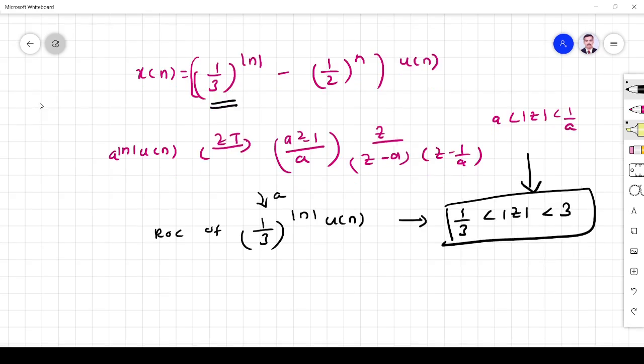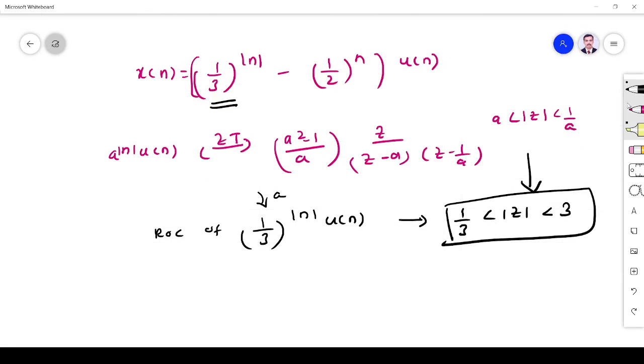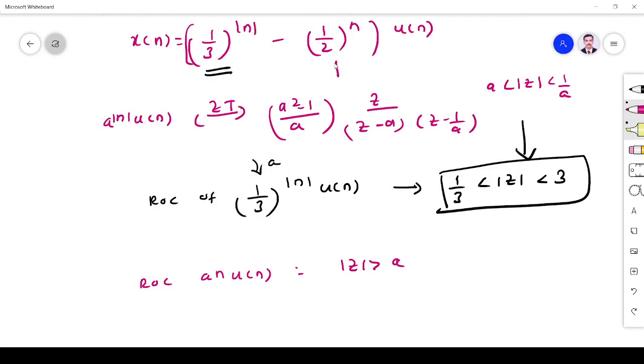Next one, we know for the ROC of a^n u of n is |z| greater than a. So for our problem, a is 1 by 2. So the ROC of (1/2)^n u of n is |z| greater than 1 by 2.